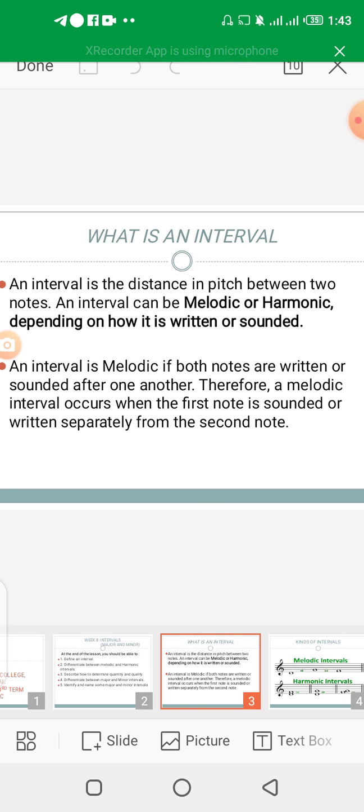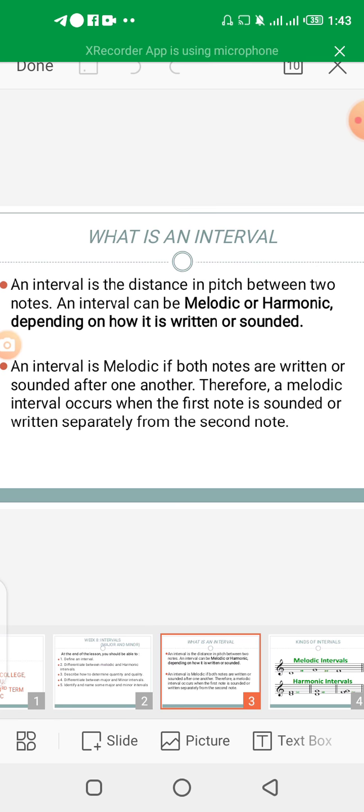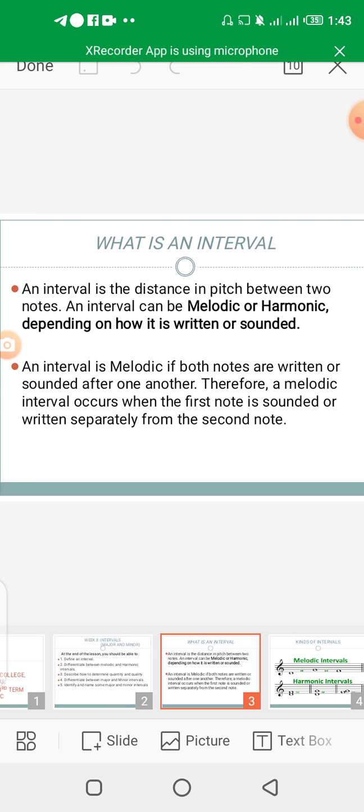So, what is an interval? An interval is the distance in pitch between two notes. It's as simple as that. The distance between two notes, for example, point A and point B. The difference between point A and point B is the interval. An interval is the difference, or you can say the distance in pitch between two notes.